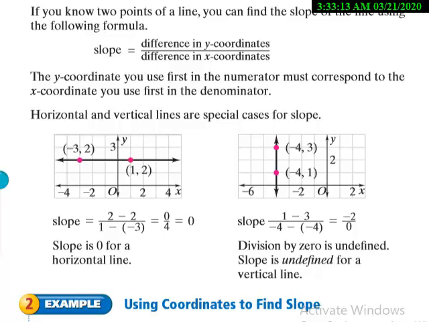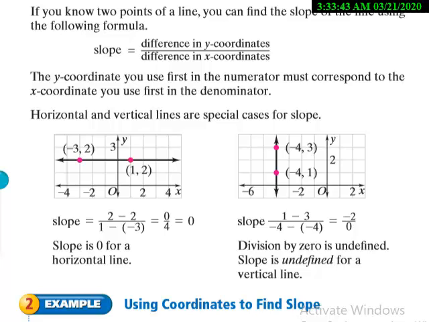We need to have some special cases for the slope of the lines. The first special case is if the line is parallel to the x-axis, and the second case is if the line is parallel to the y-axis. If the line is parallel to the x-axis, the slope is always 0, and if the line is parallel to the y-axis, the slope is always undefined.